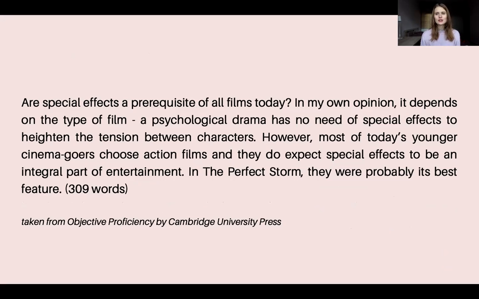All right, so as you see, in this review, the person talks about the use of special effects in films in general, and in the film The Perfect Storm in particular. Now let's look at each paragraph of the review and talk about the structure.